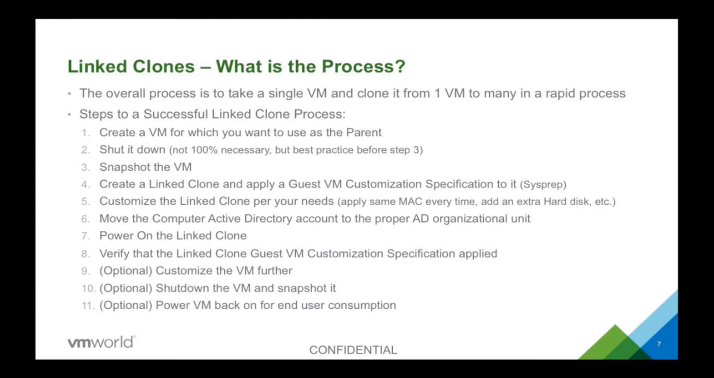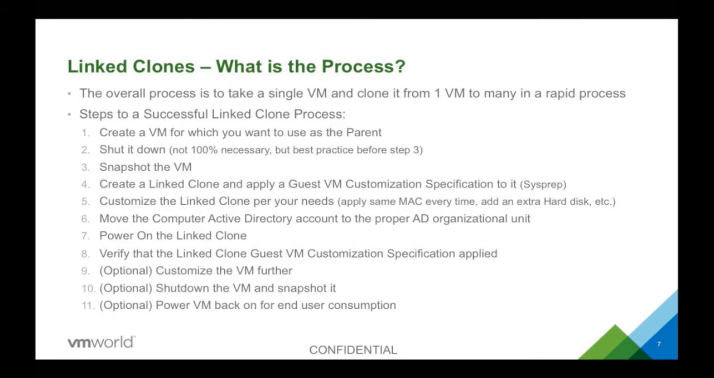Primarily, my use case is always with Windows. I know there's other use cases out there as well with PowerCLI and link clones. Unfortunately, I'm a Windows man, so. Anyway, the best process for this is really just shut the VM down after you've set up your parent, and then you take a snapshot of it, and then you create link clones from it.